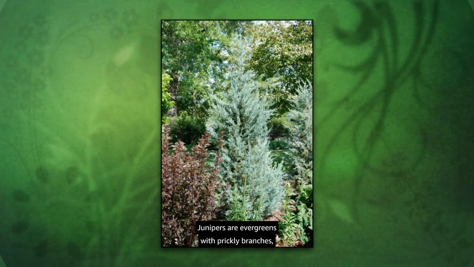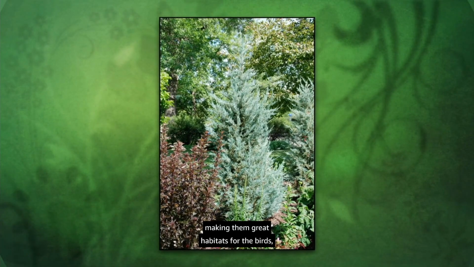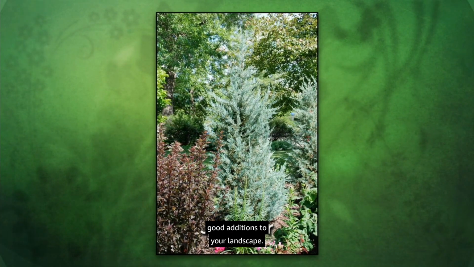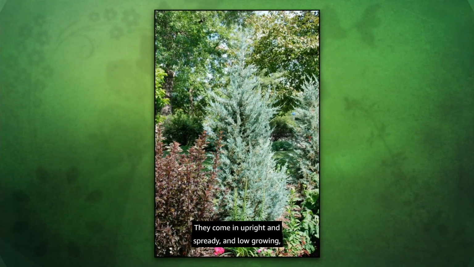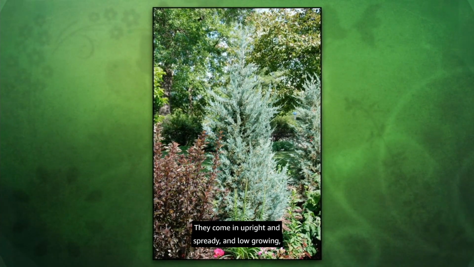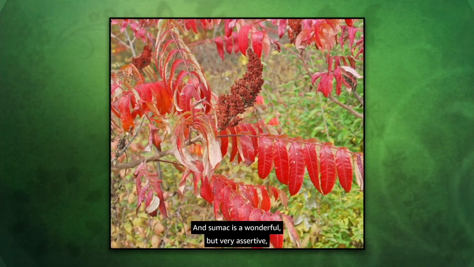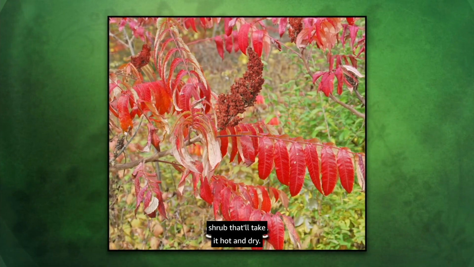Junipers are evergreens with prickly branches, making them great habitats for the birds, protecting them from their predators, but also good additions to your landscape. They come in upright and spreading and low-growing ground-hugging forms. And sumac is a wonderful but very assertive shrub that'll take it hot and dry.